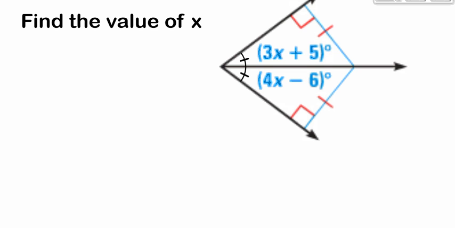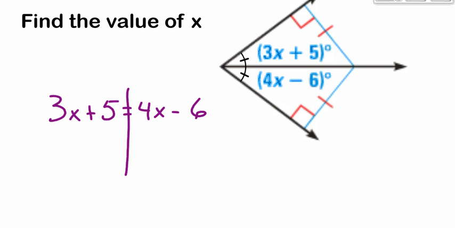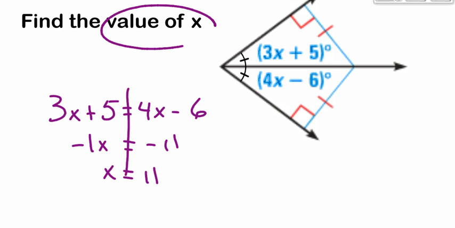All right, I think this is the last one. Similar situation, I've got congruent angles. They gave me a measure for each of the angles, and I know that because that is an angle bisector, the angle measures have to be equal to each other. So I'm going to go ahead and set that up. Solve my equation by subtracting 4x from both sides. I get negative 1x on the left. Subtracting 5 from both sides, I get negative 11 on the right. Dividing both sides by negative 1, I get x is positive 11. And I have satisfied what the question has asked.